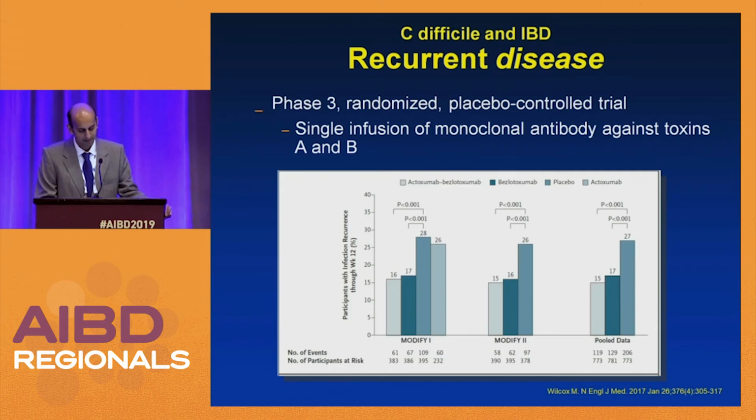If you look at this monoclonal antibody, again, toxin. So this was the MODIFY study that was published in 2017, looking at a single infusion of an antibody against toxin A and toxin B, and showed that there was a significantly lower rate of recurrence in those who were treated with this combination toxin compared to placebo. So it's an option that is available.